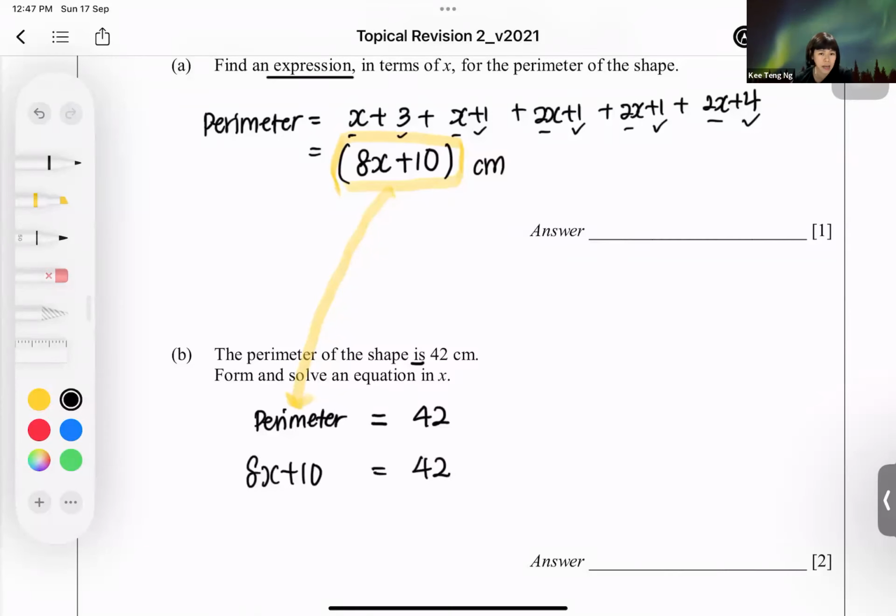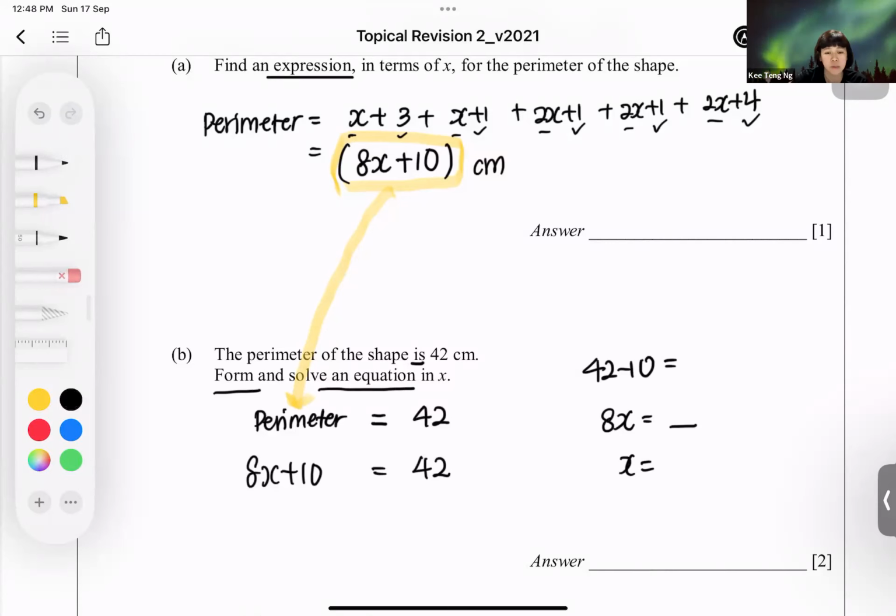You need to do this step because the question already says form an equation. Sometimes some of you will do 42 minus 10 equals how much? Then tell me 8x equals whatever that number, and then divide by 8. Although your method and mental process is correct, you have missed out on writing and forming that equation. You already mentally did this step without forming the equation, so it's still necessary to write the equation.